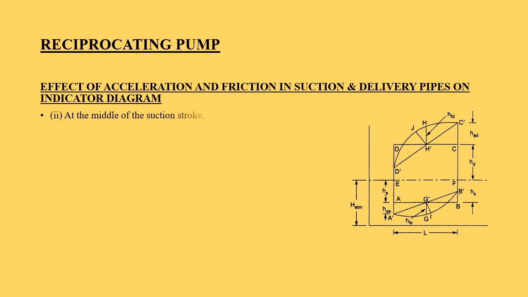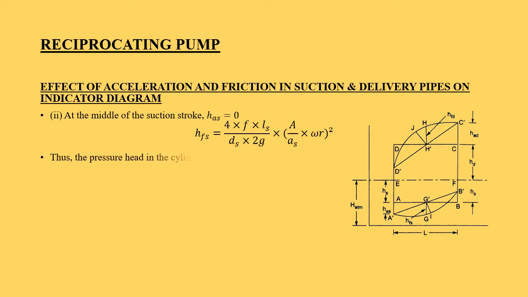At the middle of the suction stroke, HAS becomes 0 and HFS is equal to 4f into Ls divided by ds into 2g into capital A by small as into omega r whole square, where ds is the diameter of the suction pipe. Thus, the pressure head in the cylinder will be HS plus HFS below the atmospheric pressure head.